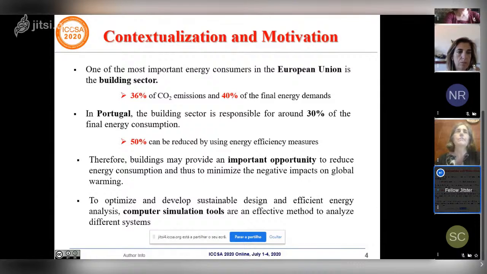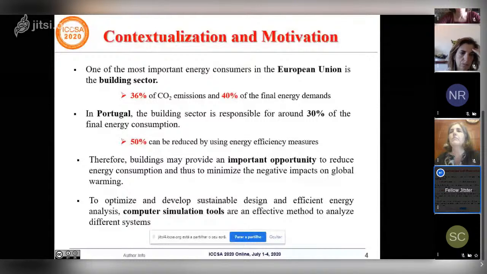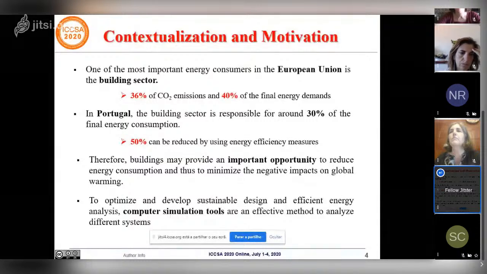This sector is responsible for approximately 36% of CO2 emissions and 40% of the final energy demands. In Portugal, the building sector is responsible for around 30% of the final energy consumption, and it was reported that 50% of this consumption can be reduced by using energy efficiency measures corresponding to 400 million tons of saved CO2 emissions. So buildings may provide an important opportunity to reduce the energy consumption and the negative impacts on global warming.